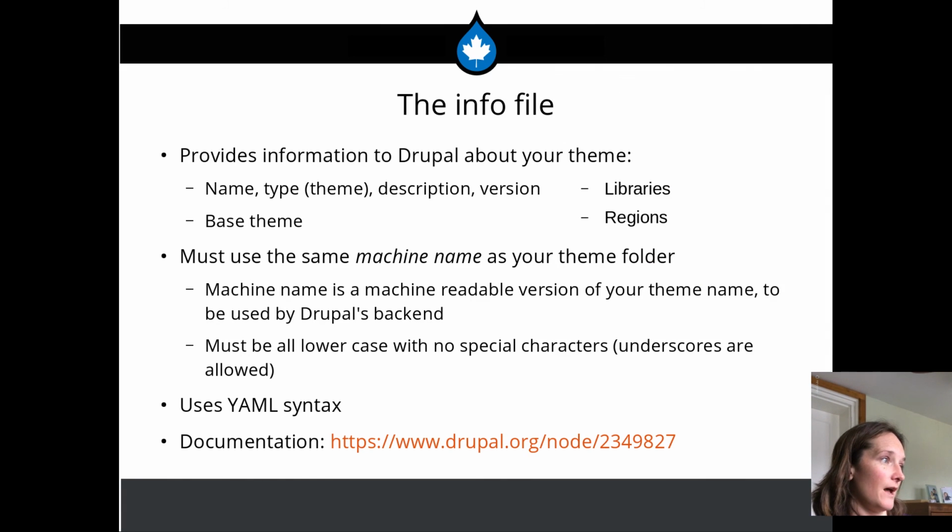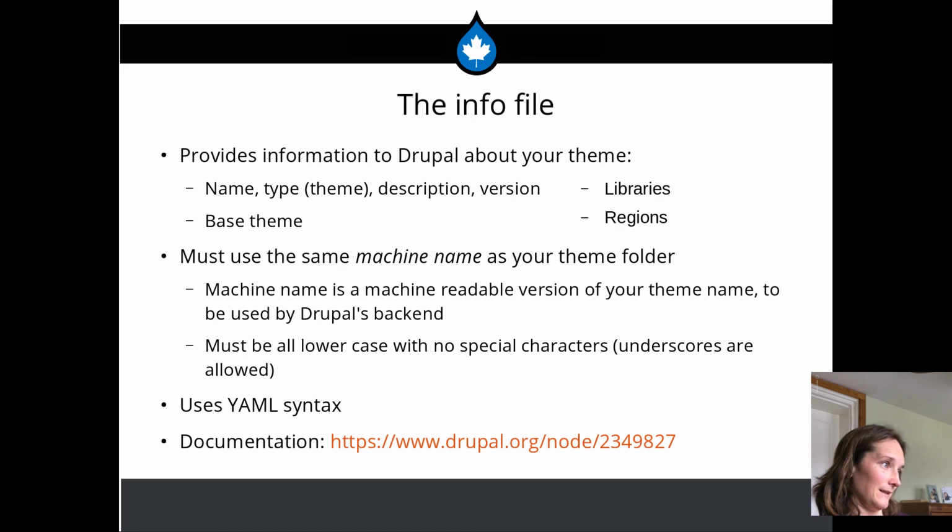So the info file. The info file provides information to Drupal about your theme. So the name, the type of theme, the description, the version, this is all the information that appears on the appearance page in Drupal's admin. It specifies which base theme you're using, which libraries you're providing, and which regions you want to provide for the blocks to be placed in.